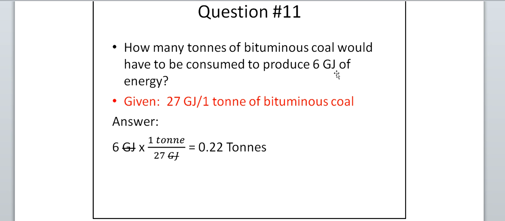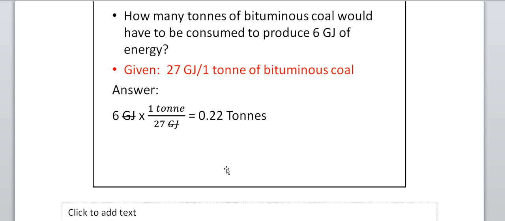So you know that only a fraction of 27 gigajoules, so only a fraction, you're only going to get a fraction of tons. And you would use this conversion factor, just flip it around, 6 gigajoules times 1 ton per 27 gigajoules. The gigajoules cancel, and you have a fraction of tons. That was number 11.